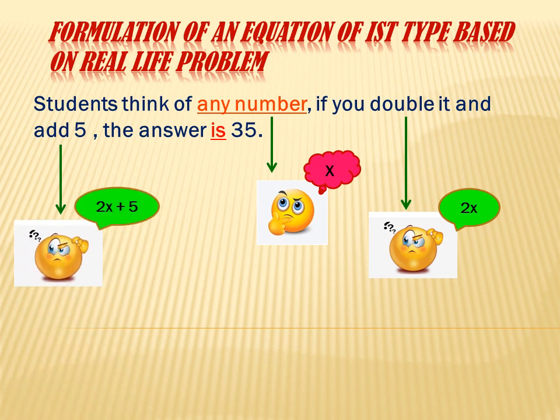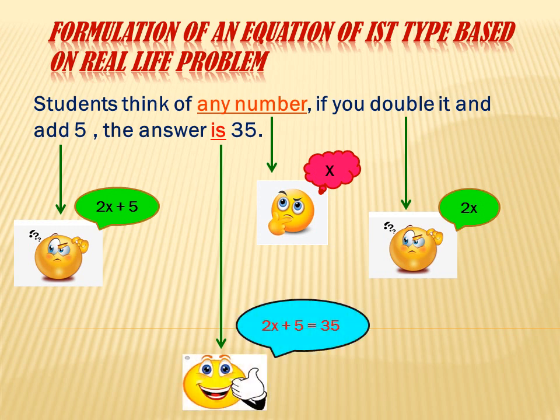Now it is saying that the answer is 35. Students, make sure that here the word is, is or is equal to is the same in math. So here this is changes to the equal to sign in mathematical language. So we will have 2x plus 5 is equal to 35. So we have formulated an equation. Now the next part is to solve this one, and as you have learned it already, you can solve it very easily.